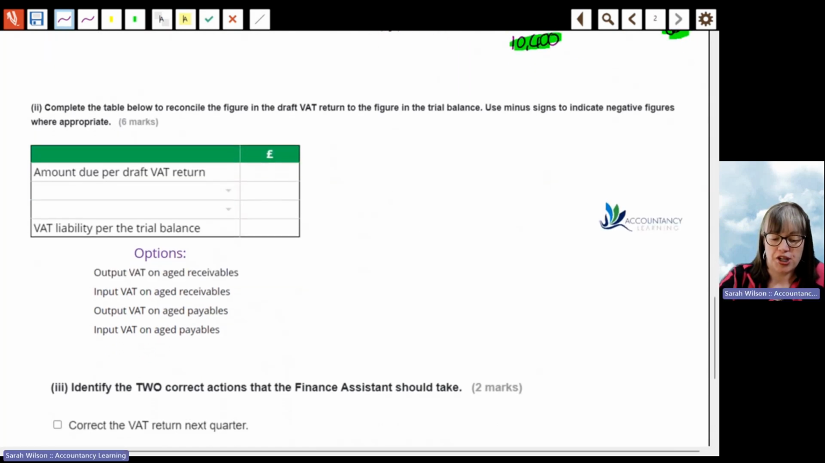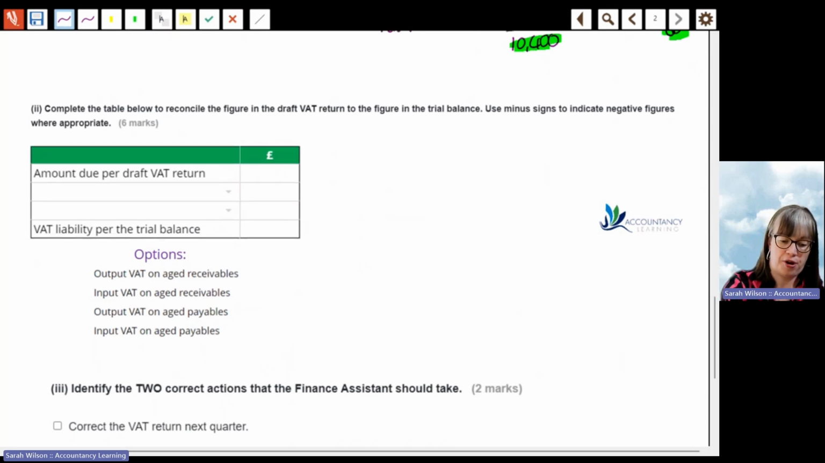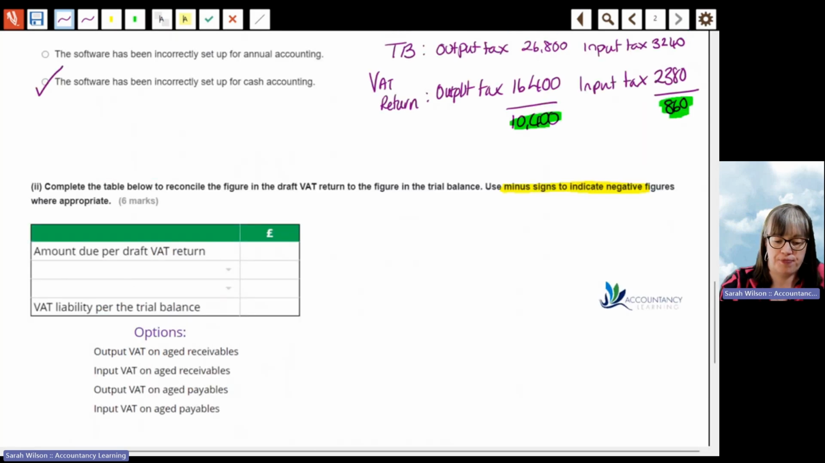The second part of this question is to complete the table below to reconcile the figure in the draft VAT return to the figure in the trial balance. Use minus signs to indicate negative figures where appropriate. So this is going to be important to us. So we have to then have a look now at our figures. So the first one we need to populate is the amount due per draft VAT return.